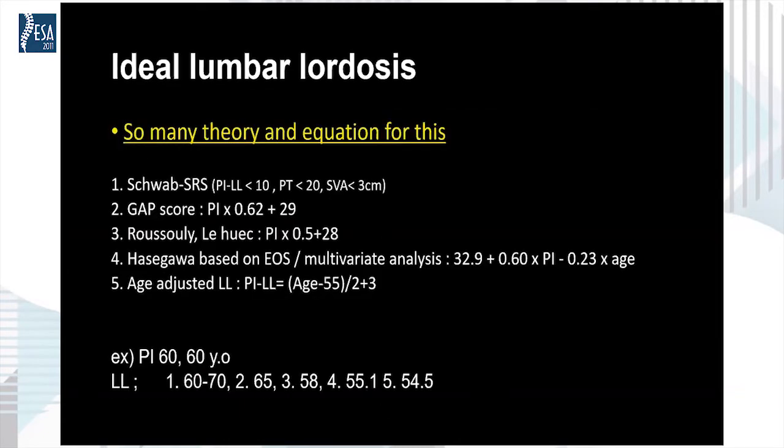There are so many theories and equations for ideal lumbar lordosis. For me, half PI plus 28 is the easiest to remember. It's very simple. Usually, ideal lumbar lordosis is almost equal to pelvic incidence.